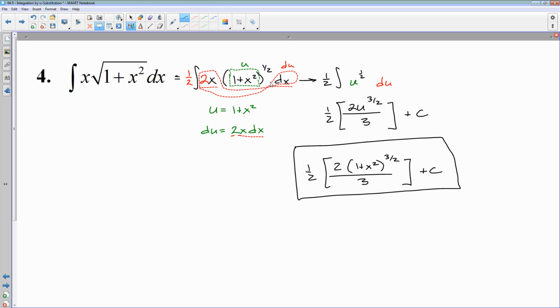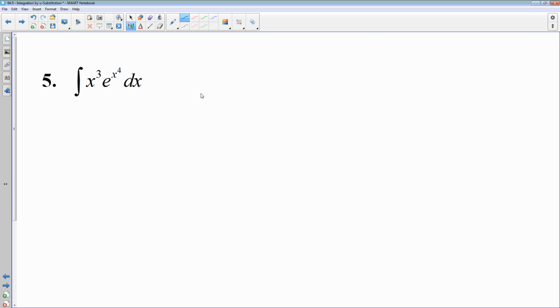Identify an inside, look for its derivative, and sometimes you have to change it. If you're missing a constant, you have to change it to fix that. If you're missing a variable, then you're out of luck. You can't use u substitution. I think I have one more problem. I think this is the last one.